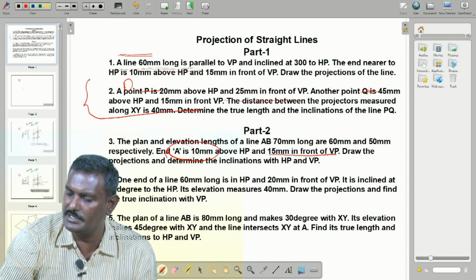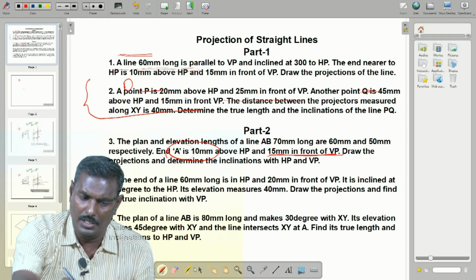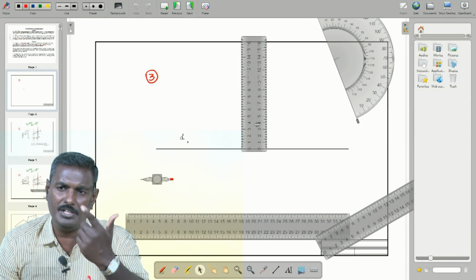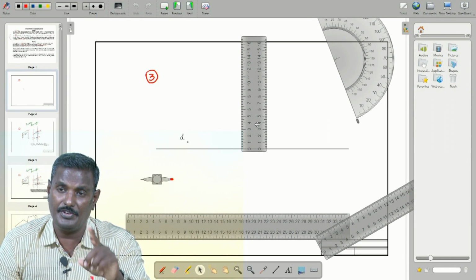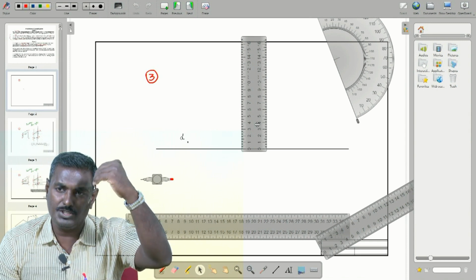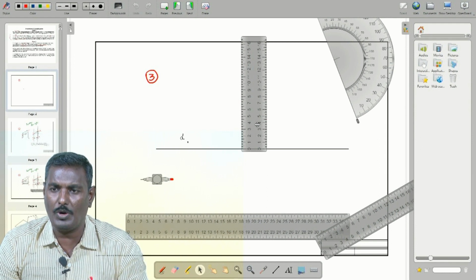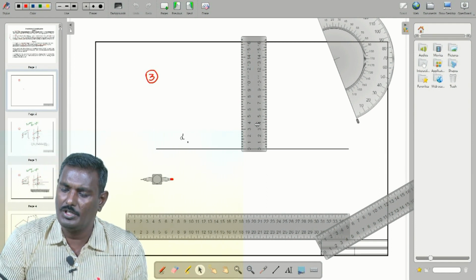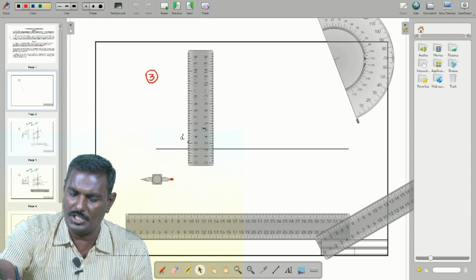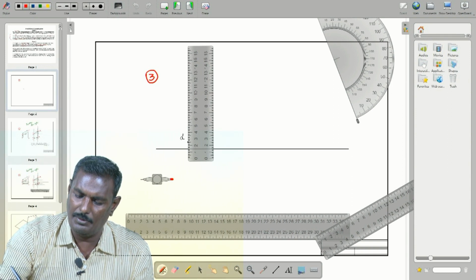So, try to look at this: 15 mm in front of VP. What do you mean by in front of? I already said in front of. In front of the vertical plane, if you are looking from above, that is the top view, that traces on the horizontal plane, while you rotate clockwise it comes below the xy line. So, 15 mm below xy. So, here in the same projectors, we have to mark 15 mm.